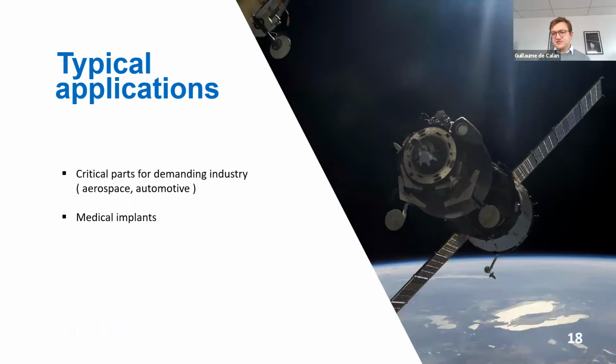Typical applications, I told you, well, the bottom line of all of this is it makes great mechanical properties, but it makes expensive parts. So you need to find applications where you can really add some value. And that means it's a lot of critical parts for quite demanding industries: aerospace, some automotive, but let's say high-end automotive, medical. That's the kind of industry where you will find a lot of powder bed fusion.